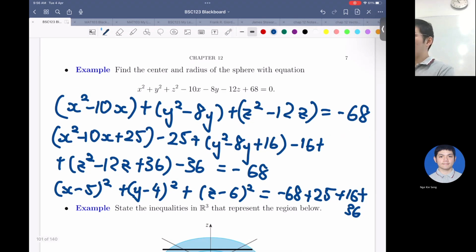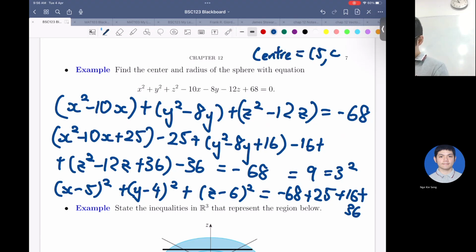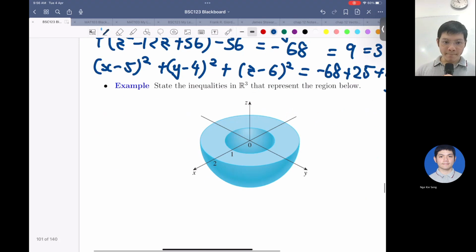Okay, has anyone tried? What is the last 9? It's 3 squared. So it's a sphere centered at 5, 4, 6. The center is 5, 4, 6, and the radius is 3. Good.